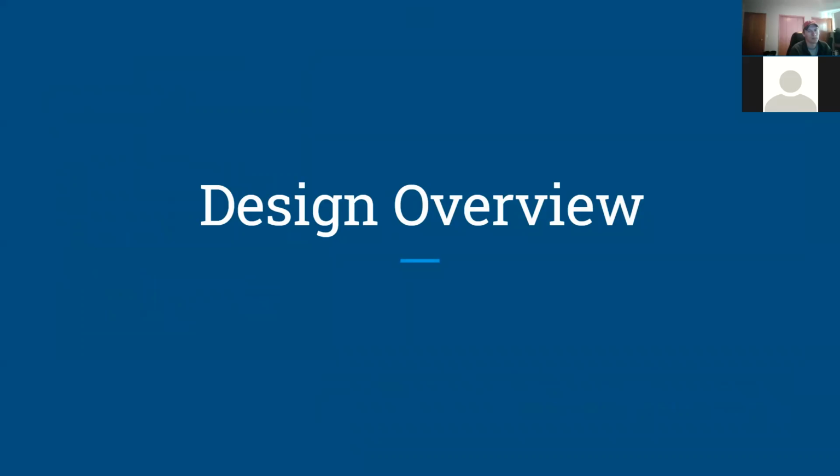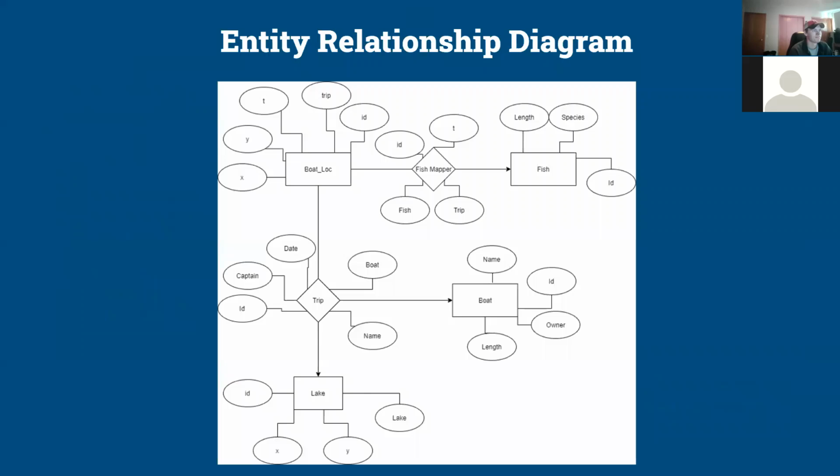So now we can start talking about the design overview of our project. What we see here is the entity relationship diagram that we came up with. If we look up at the top right, this fish entity set is really just there to provide more specific information about the fish, like the length and the species. We can even add more to this in future work, things like that.